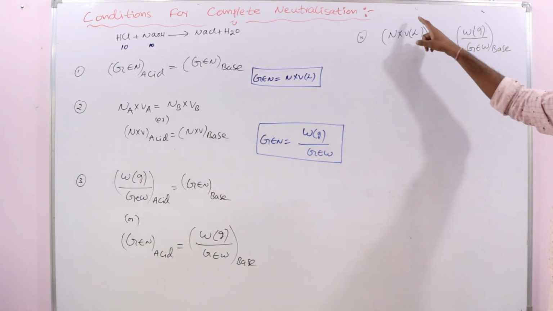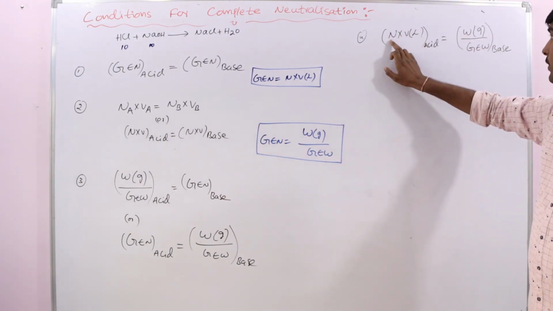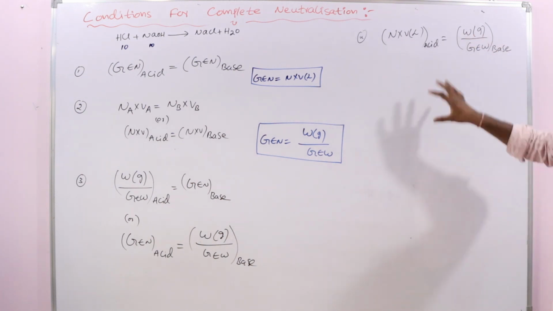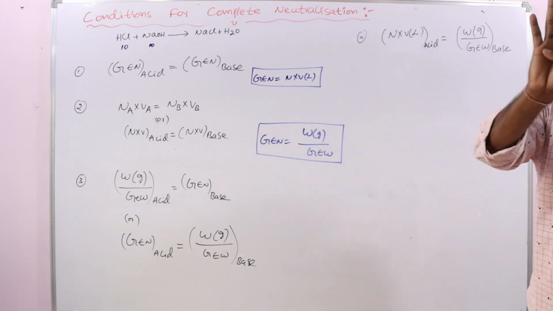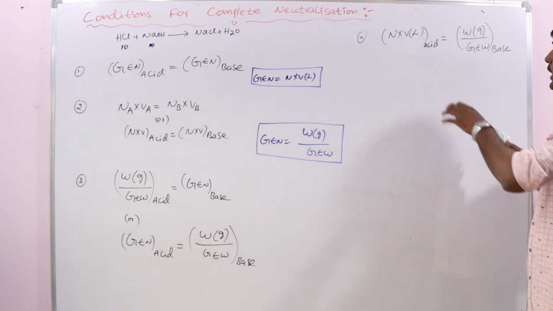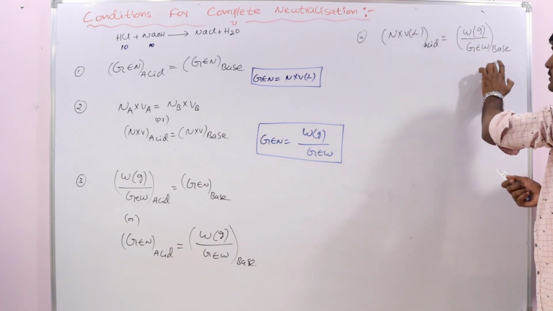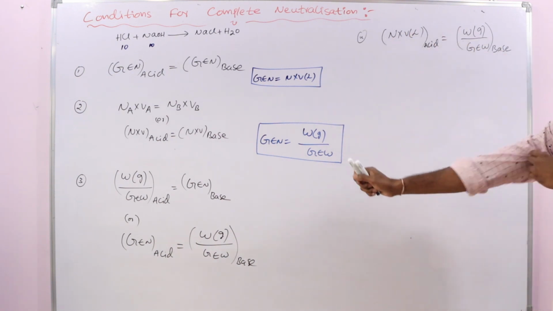And for the base, in these four, how many do we have? N, V of acid, weight and gram equivalent weight of base. Any three they will provide, the fourth one we should find. Suppose they have given normality and volume and weight of the base, we have to calculate the gram equivalent weight of base.